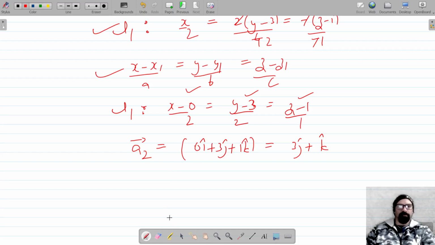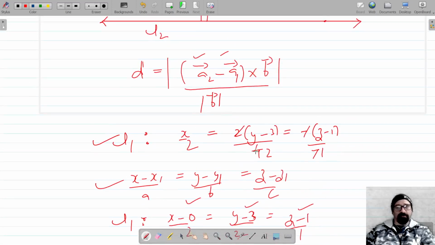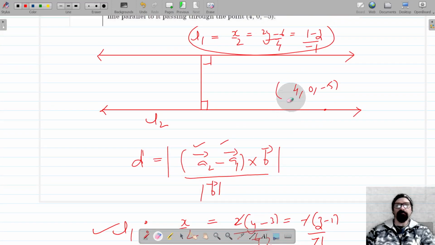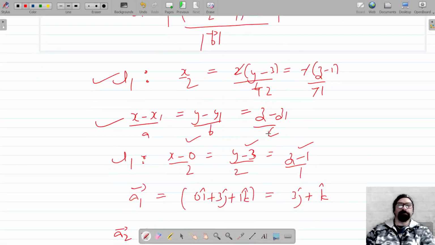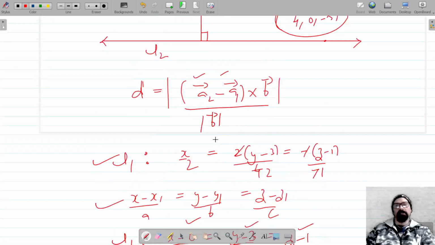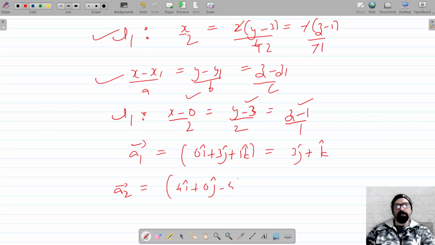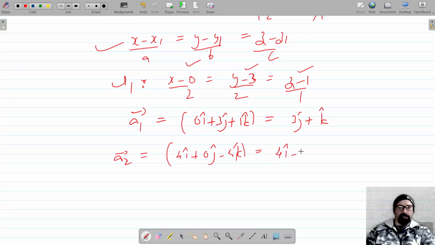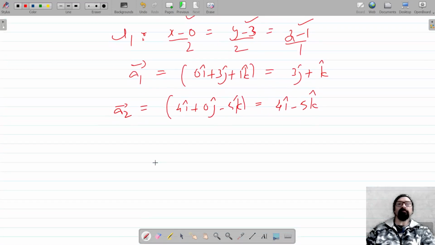And now let's say this is A1. Now A2 is the position vector of the point through which the second line is passing. So the second line is passing through the point 4, 0, negative 5. So this is 4 i cap plus 0 j cap minus 5 k cap, which gives me 4 i cap minus 5 k cap.